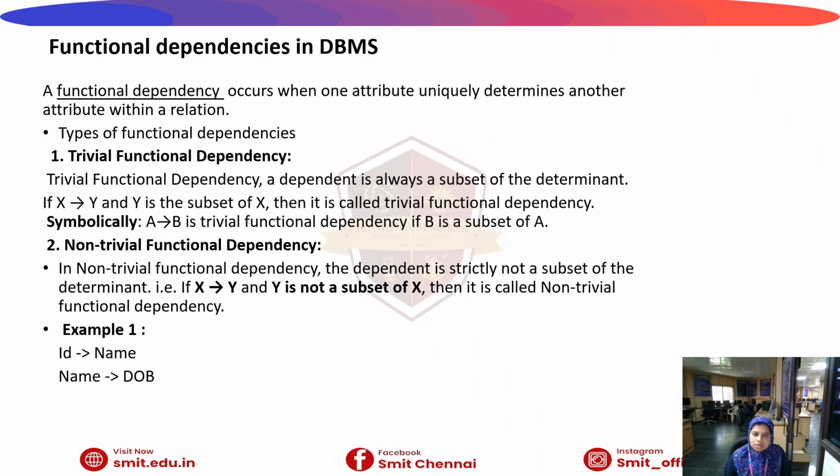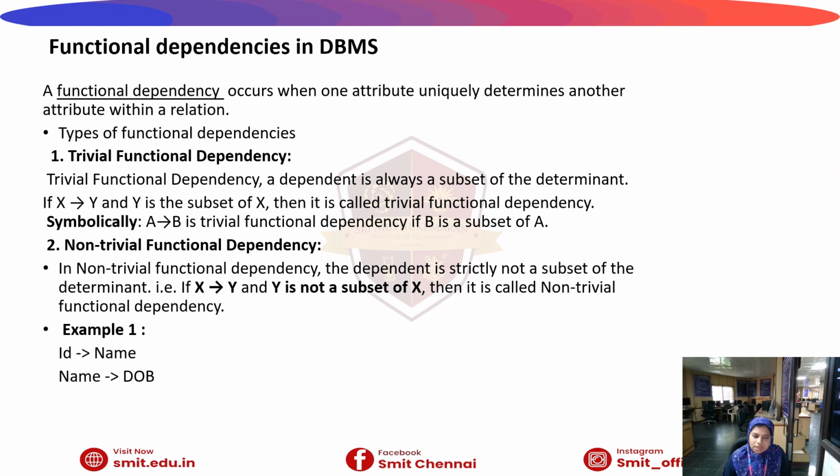The next topic is functional dependencies in DBMS. The types include trivial functional dependencies and non-trivial functional dependencies. A functional dependency occurs when one attribute uniquely determines another attribute. In a trivial dependency, X determines Y, and the dependent is always a subset of the determinant. If X determines Y and Y is a subset of X, then it is called a trivial functional dependency.